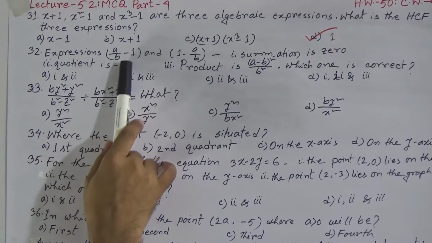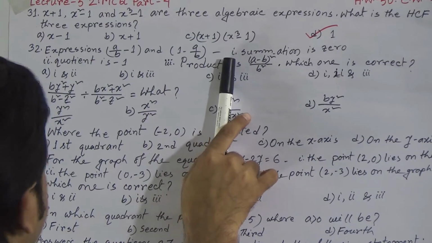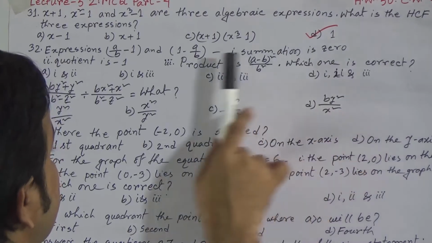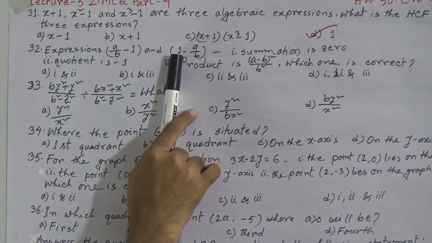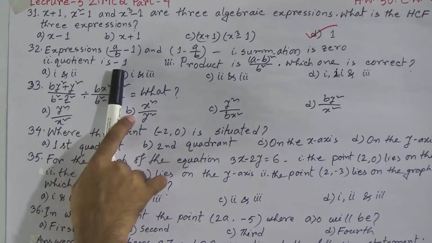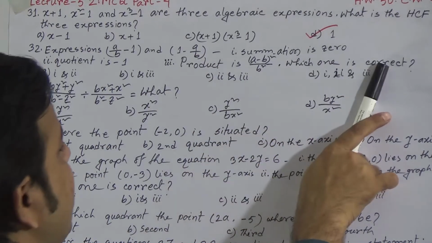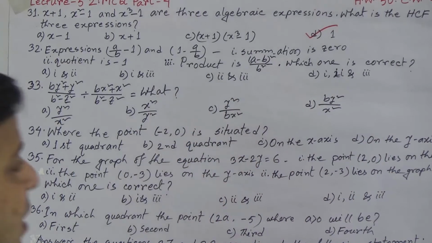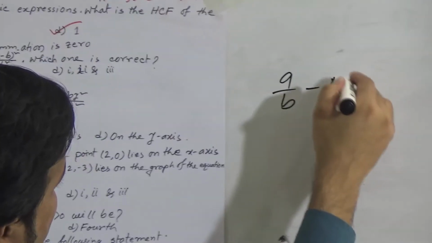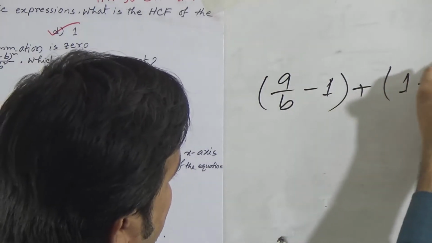The expressions are a by b minus 1 and 1 minus a by b. Here three statements are given. First one, the summation is 0. It means the summation of these two expressions will be 0. We have to check whether this is true or not. The second: the quotient is minus 1. The third: the product is a minus b whole square by b square. We have to check which one is correct from these two expressions, a by b minus 1. If we do the sum, we have to give the addition sign here, 1 minus a by b.